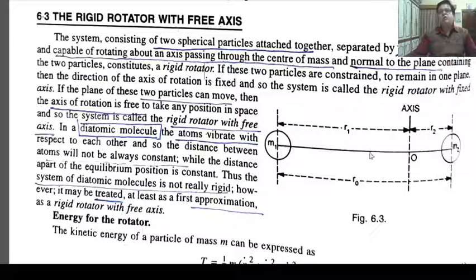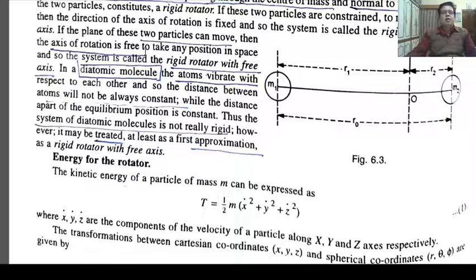Why is this known as a rigid rotator with fixed axis? Because particles are constrained to remain in one plane, so the direction of the axis of rotation is fixed. If the plane of these two particles can move, then the axis of rotation is free to take any position in space. So the system is called a rigid rotator with free axis.